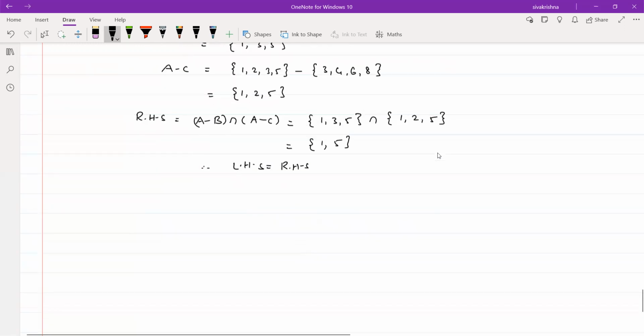Therefore, A minus of B union C is equal to A minus B intersection A minus C. Okay, so in this way we have to prove the two problems.